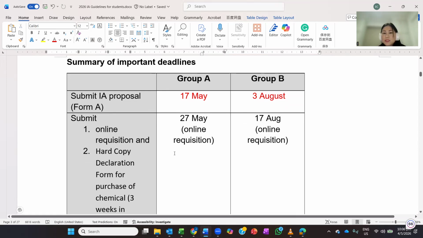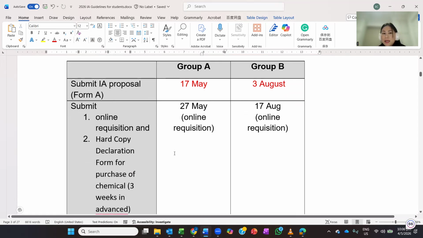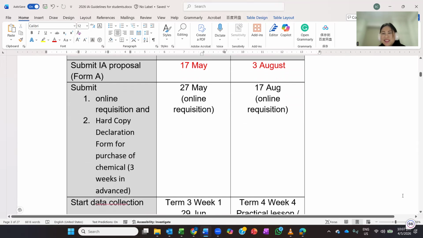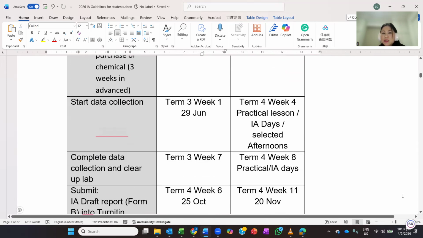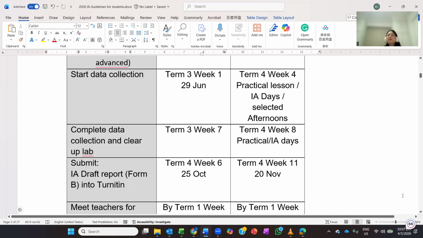And for submitting the chemical requisition to the lab, it's an online requisition form that you have to fill in. For Group A by 27th of May, for Group B by 17th of August. Okay? That will be quite safe for you so that you can also focus on the promotional exam. So data collection for Group A will be immediately after you come back from June holidays. And for Group B, it will be immediately after the promotional exam is over, during regular lesson time and also IA days to come back to school.